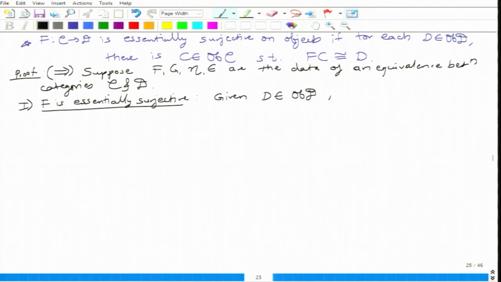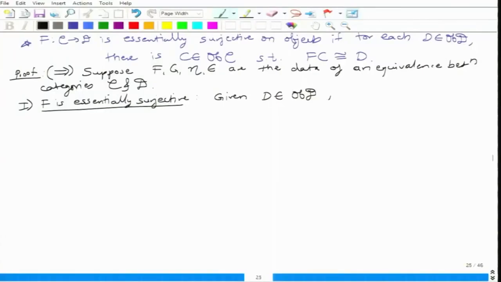Where is the map eta from? From the identity functor on category C to GF. Okay, so this is not going to help, because it only talks about objects in C. What about epsilon? Objects in D, yes. So what do we have? Epsilon, at which object are we talking about? Epsilon sub D is a map from FGD to D. What can you say about this particular arrow?